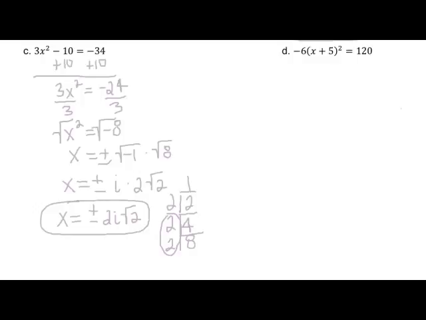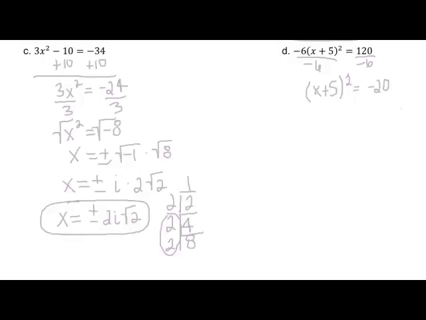And for part D, we have -6 times x plus 5 quantity squared equals 120. So first we want to get rid of everything on the outside of our variable. So we want to get rid of -6. It's multiplied by what's inside the parentheses, so to get rid of it we have to divide by -6. So I have x plus 5 quantity squared equals -20.